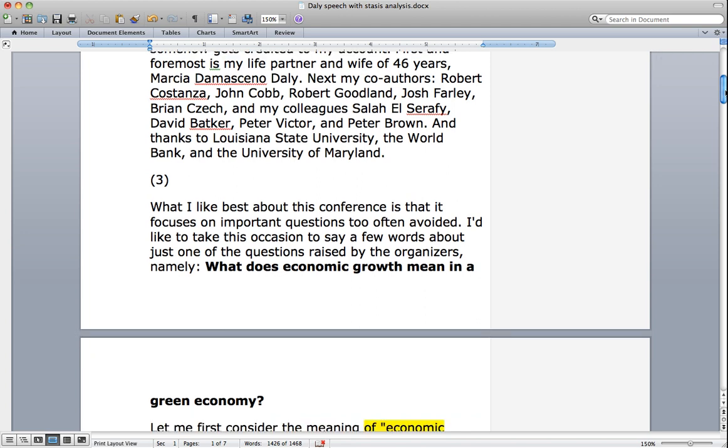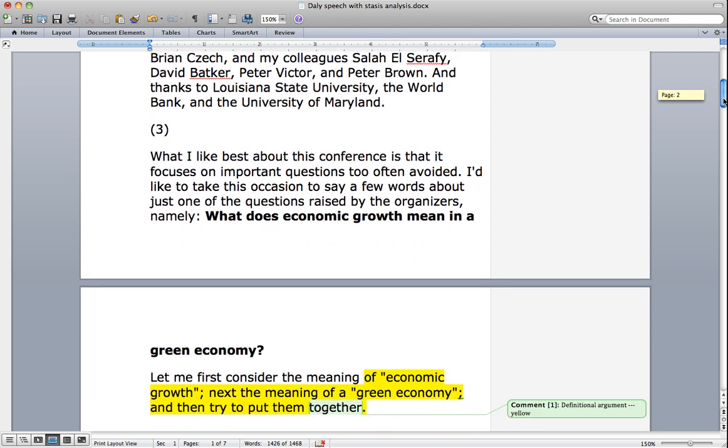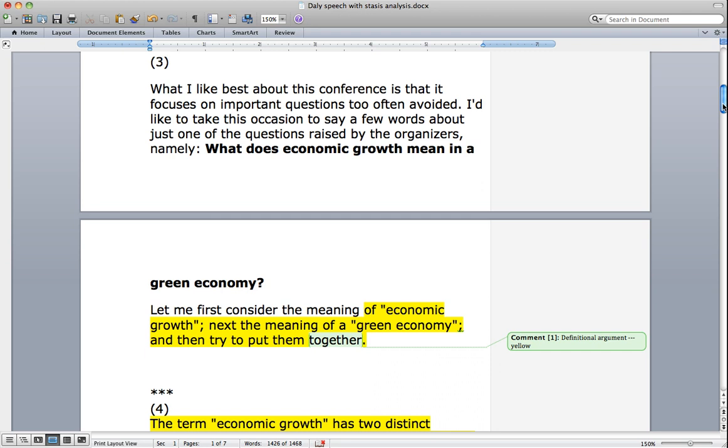I've more or less started the analysis there. And I've done this analysis already. I'm just going to walk you through it a little bit. And so what we see in paragraph 3 is that he asks this question, and I've color-coded where I think the different arguments from different stases arise.